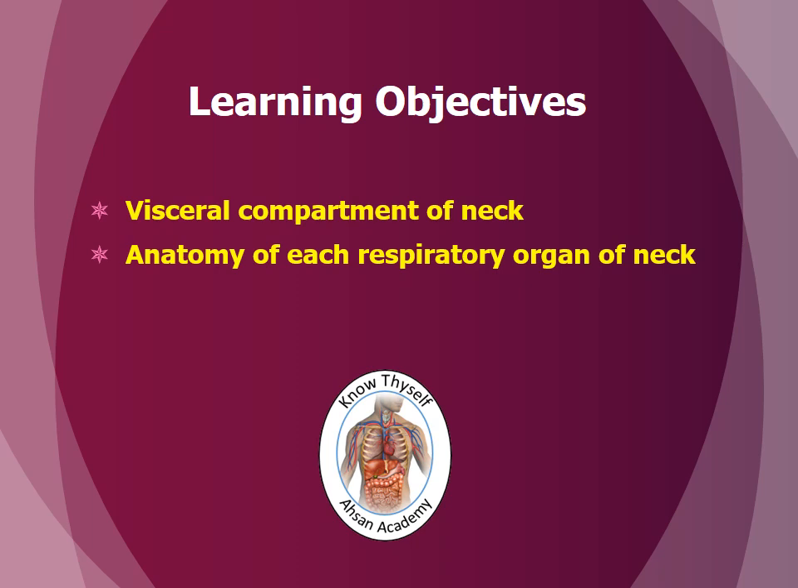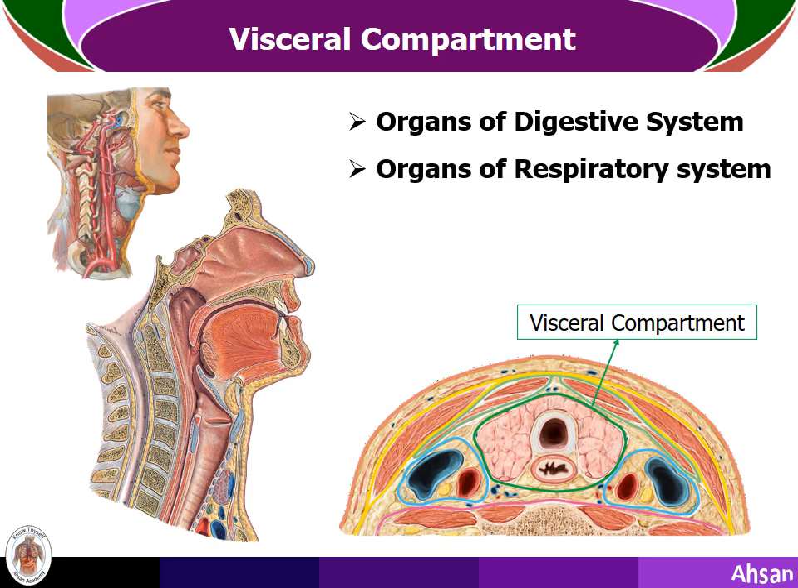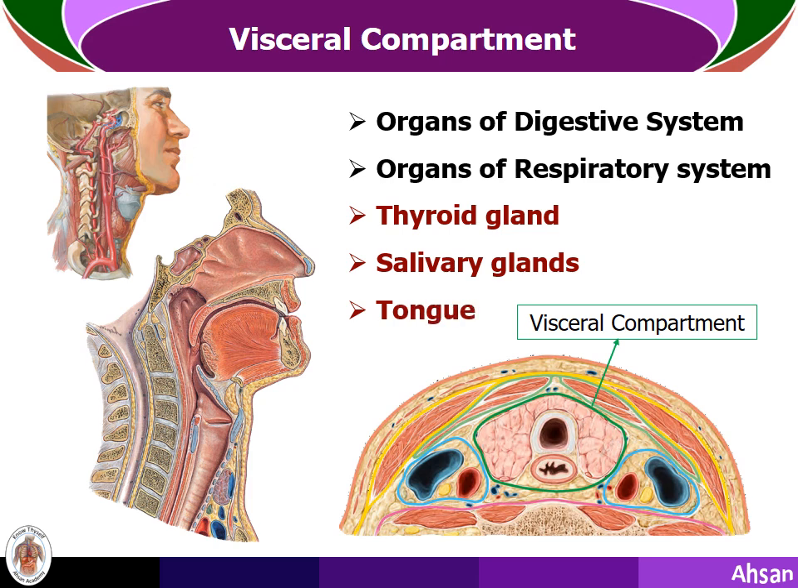Pharynx is already discussed with the digestive tract organs. In the head neck region, we'll get the organs of the digestive system, organs of the respiratory system, thyroid gland, salivary glands, and the tongue.